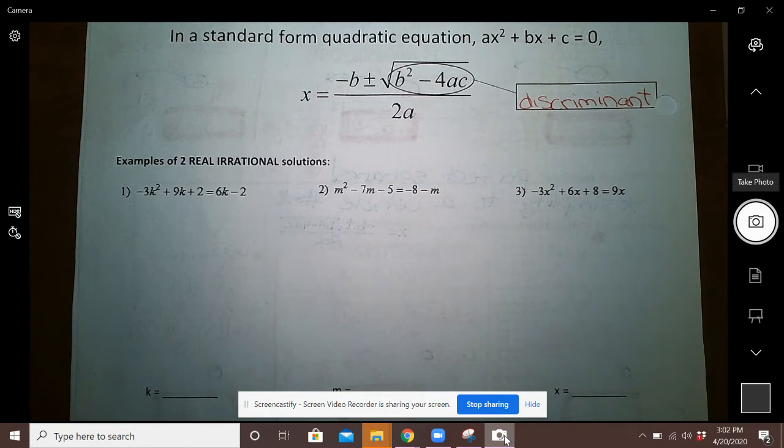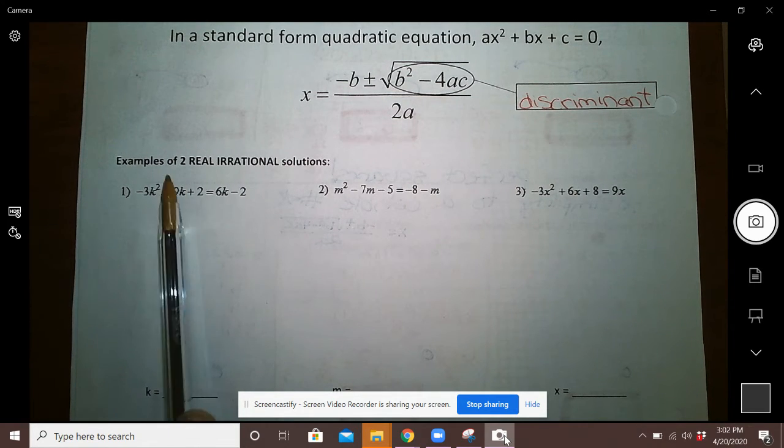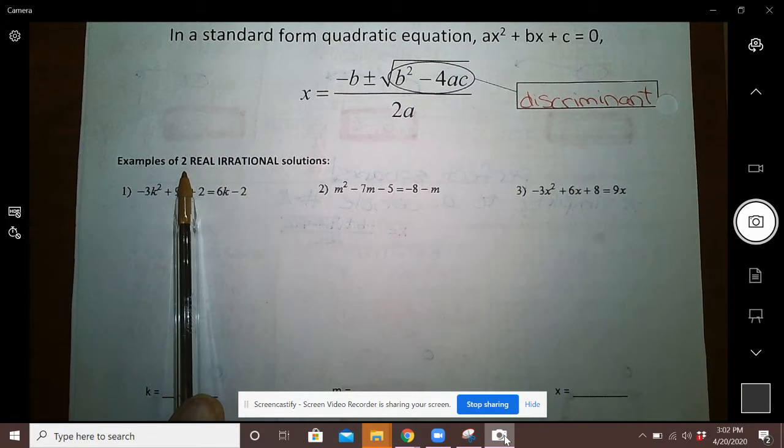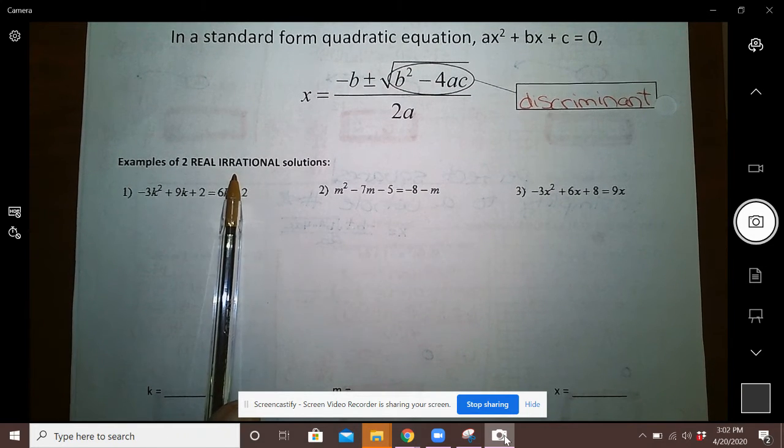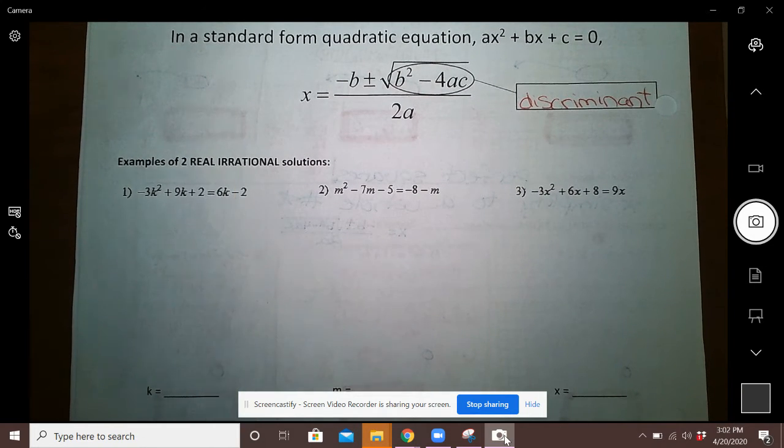Welcome back to another video lesson on solving quadratic equations with the quadratic formula. In this video, I'm going to give you 3 examples of how to solve and get 2 real irrational solutions. And this is an extra level of difficulty. So make sure you've accessed the video on how to simplify radicals if you need to, because that's an extra step we'll be doing in this set of problems.